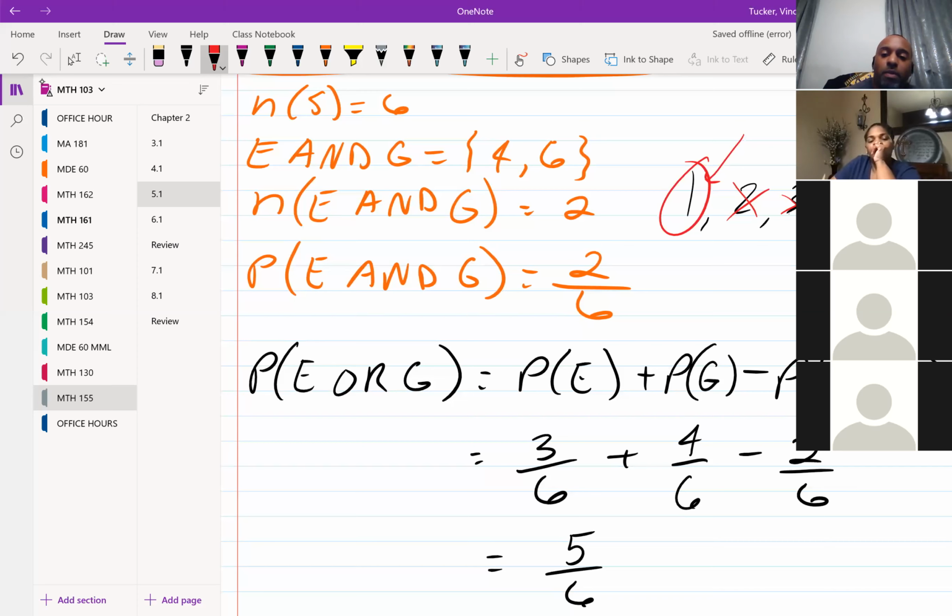And so that's why it's a 5 out of 6 chance to roll a number that fits that category, either being even or greater than 2. And the only number that doesn't fit that category is the number 1. In every problem you get, you won't be able to lay it out like that because these are dice. But that's what that means. A 5 out of 6 chance of getting a number even or greater than 2.